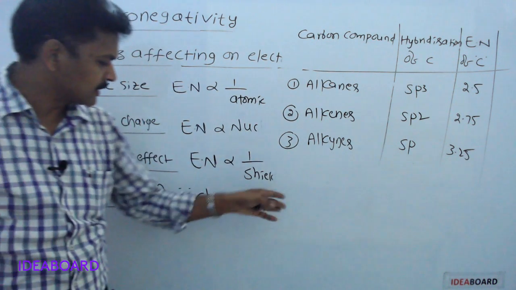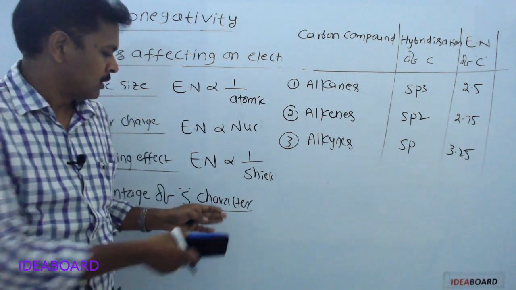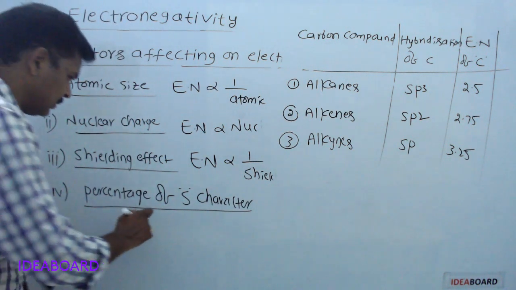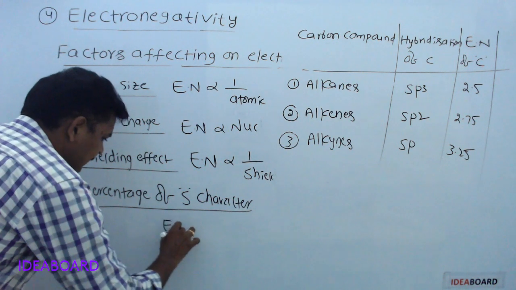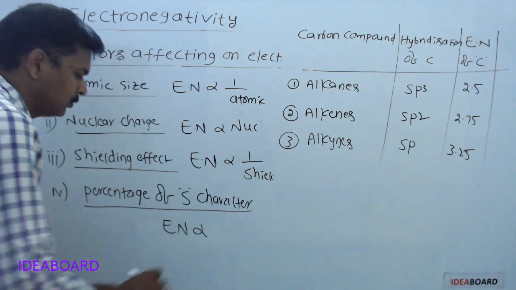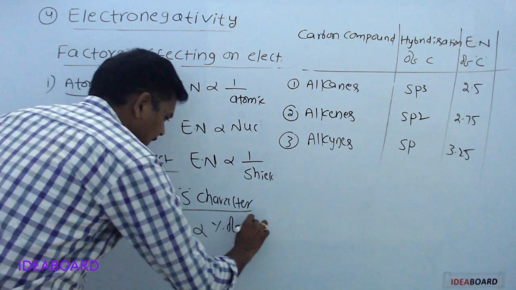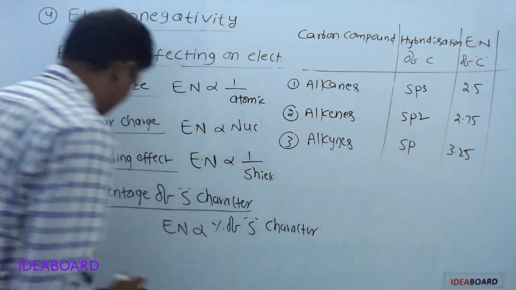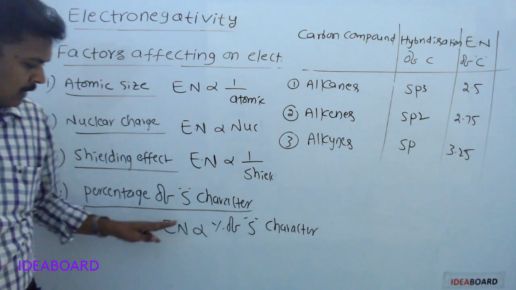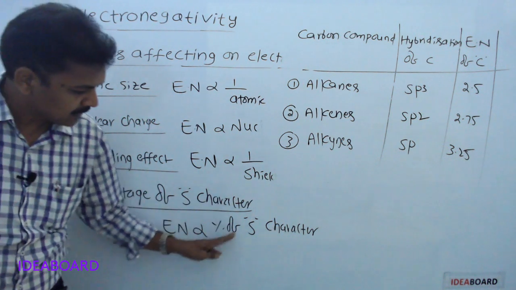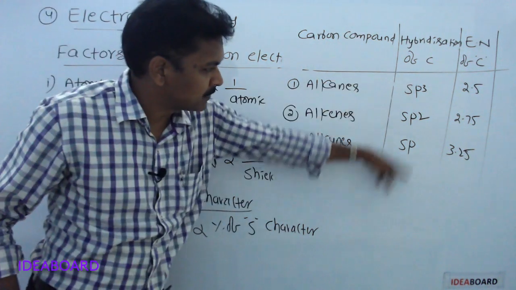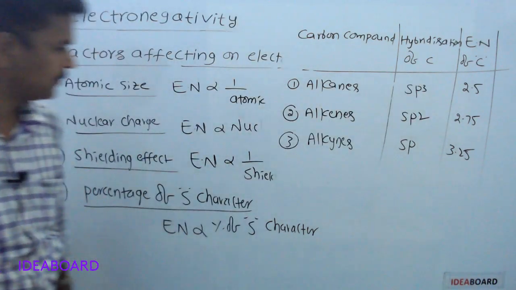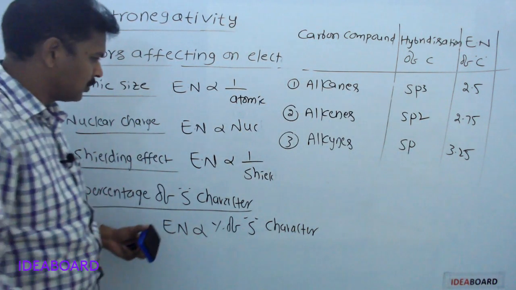Next, percentage of s character in the hybrid orbitals. So we can write like this: electronegativity is directly proportional to percentage of s character. S character increases means electronegativity also increases. Next, one more factor is there.